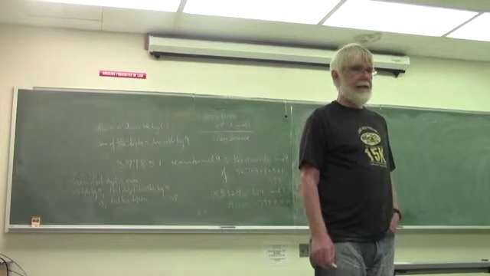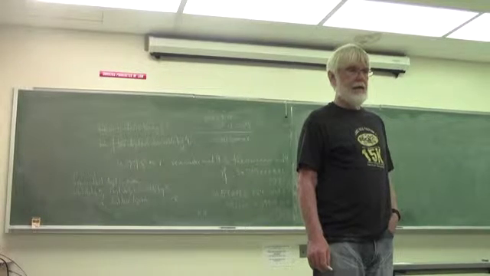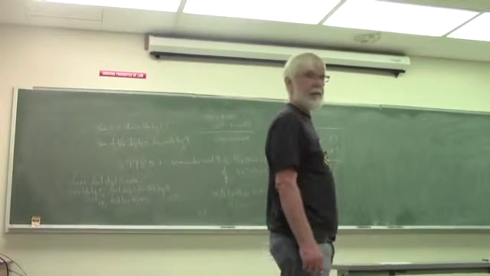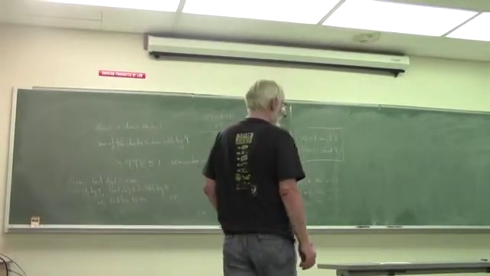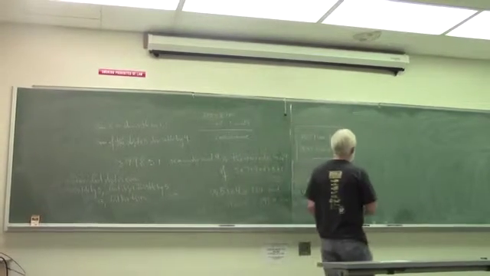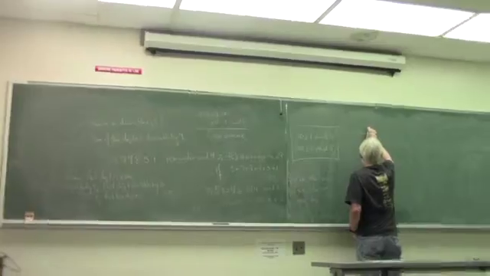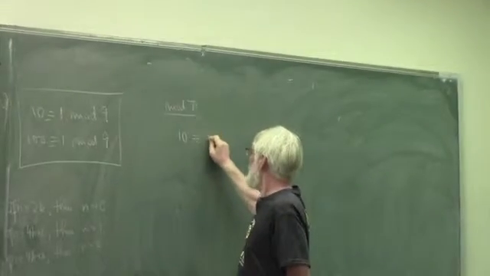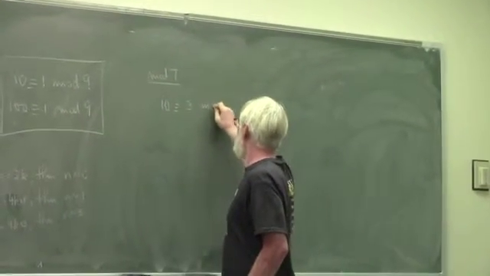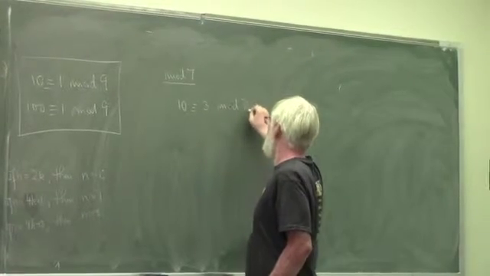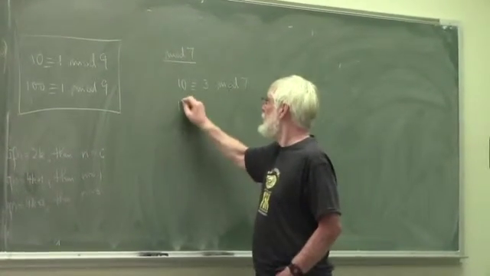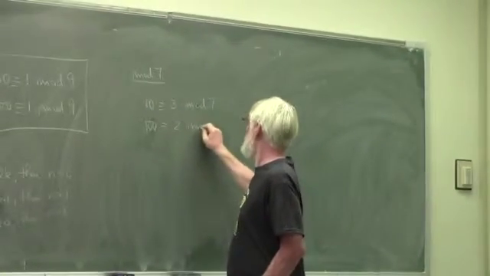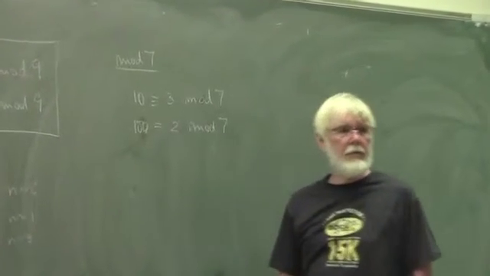Okay. And the book kind of insists that there is no pattern for 7. But let's make one up. Okay. So, mod 7. 10 is 3 mod 7, right? Yeah. 100 is what? 2 mod 7, right?